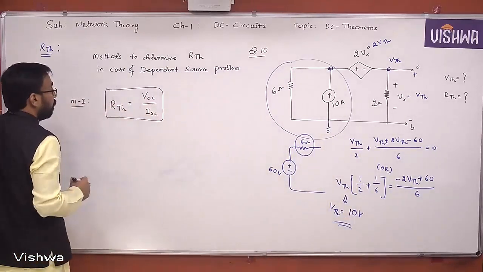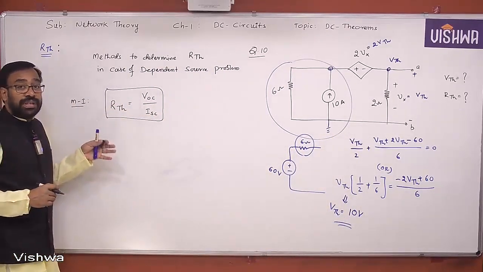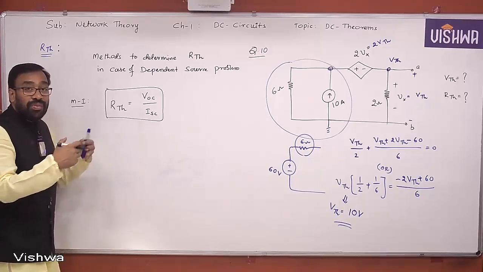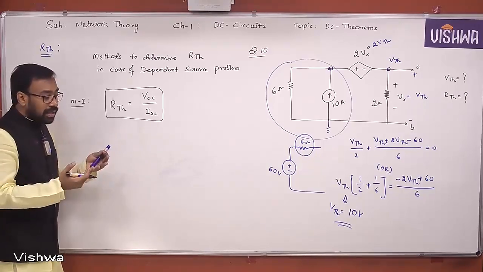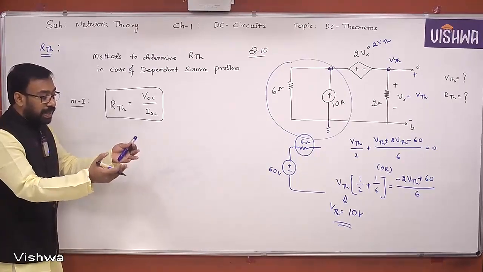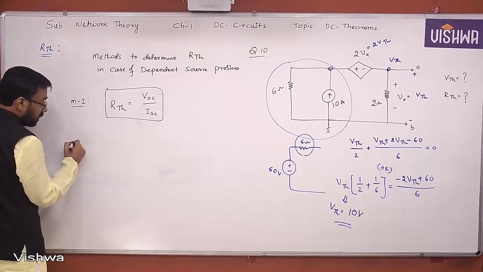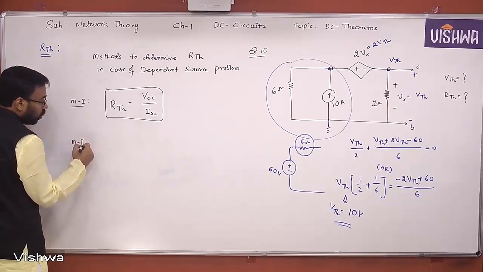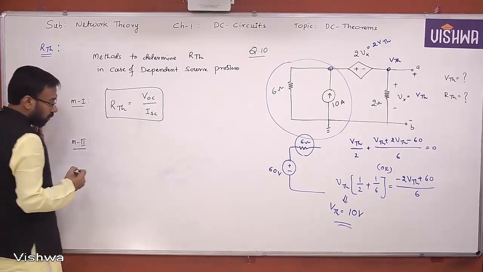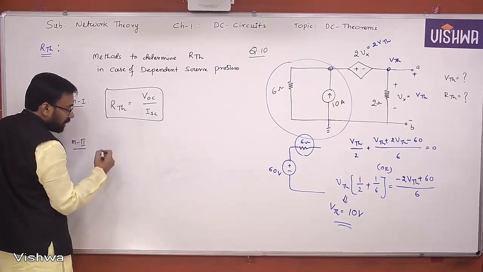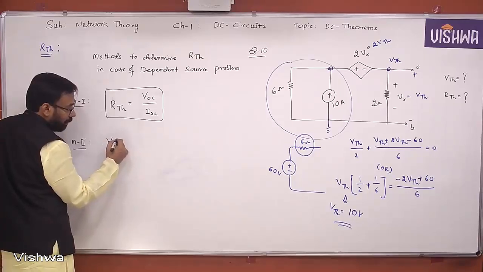But initially we will apply two methods, and we'll try to learn how we can apply them. Later we will understand in a particular context which method is the best to apply. Method 2. This is method 1. Method 2, I told you already that in some cases method 1 may not work. Now method 2 is nothing but the volt amp method.